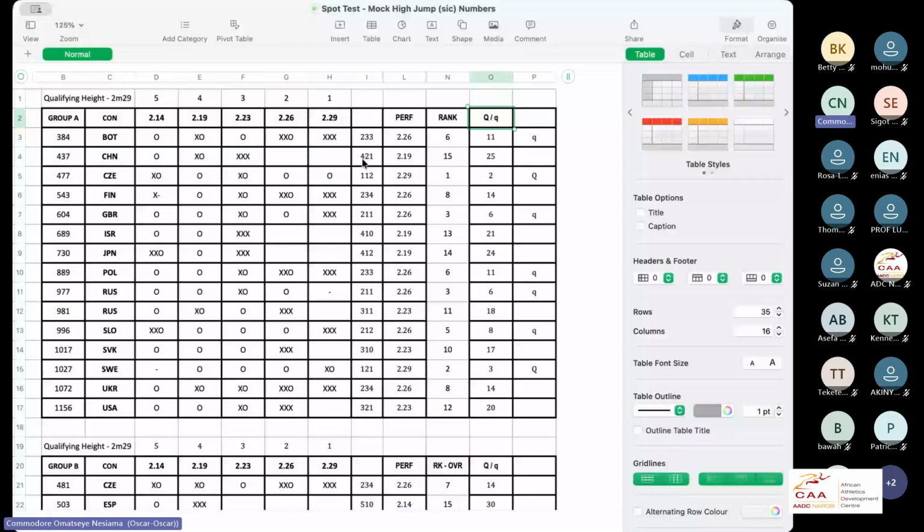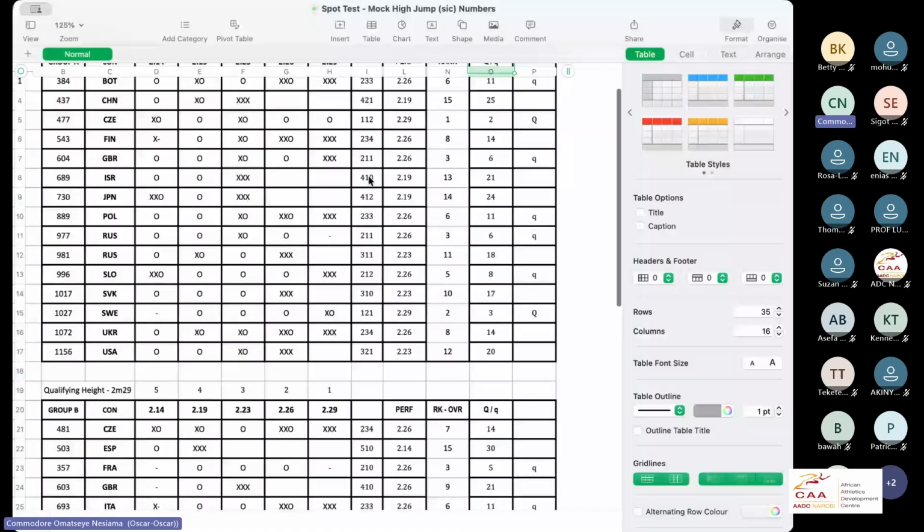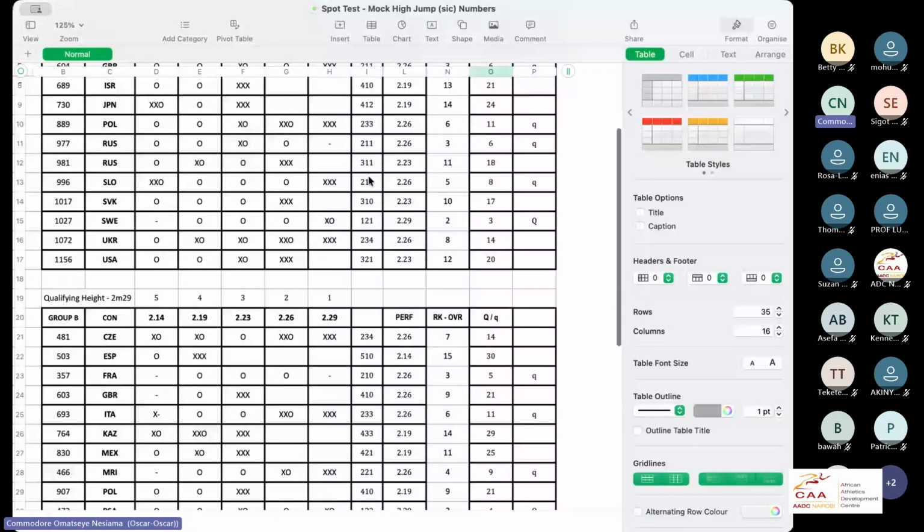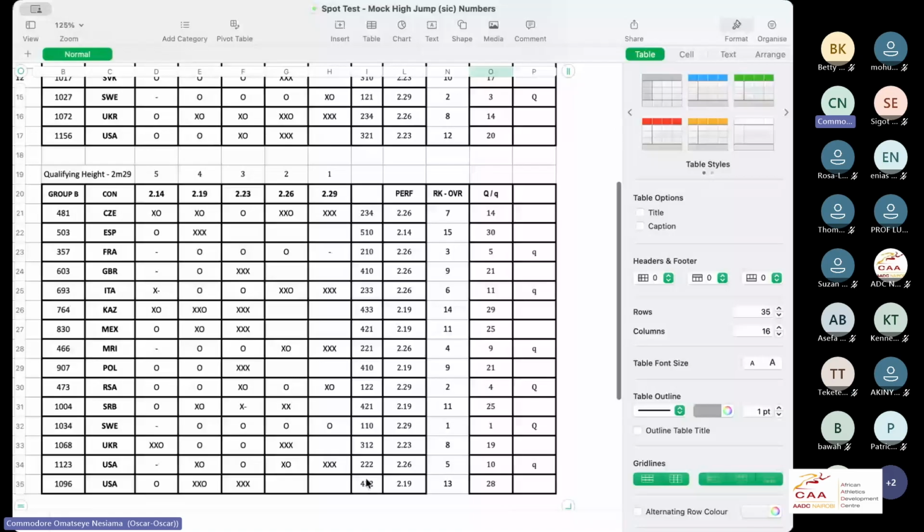For this, the number of attempts is 1, and the number of failures up to the last height cleared is 2. So of course I will arrive at the first numeral. So it is 112. So that is how I arrived at all these points in order to rank.